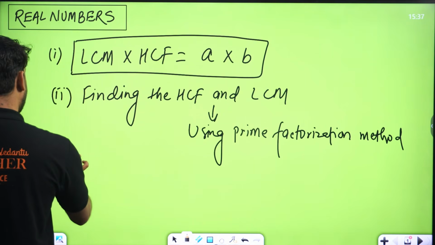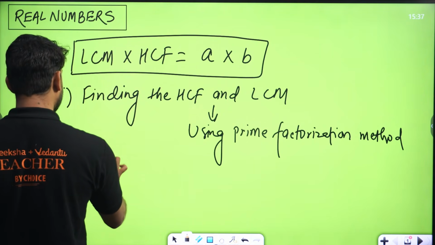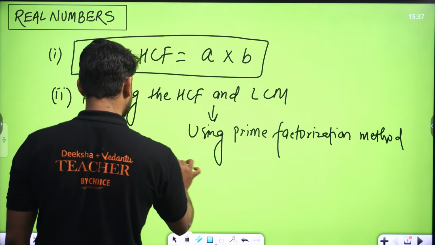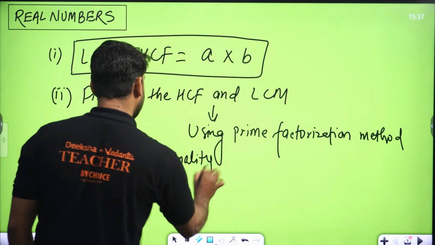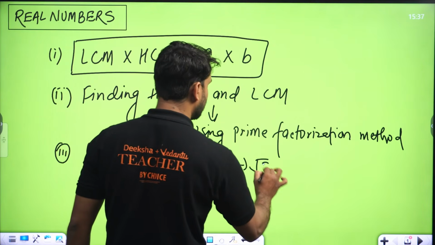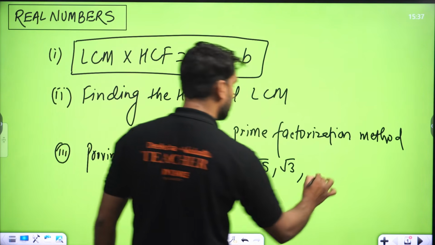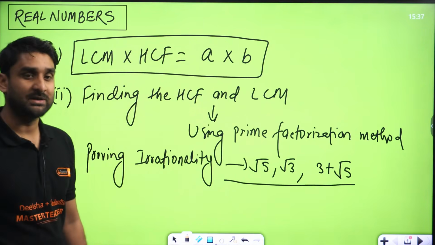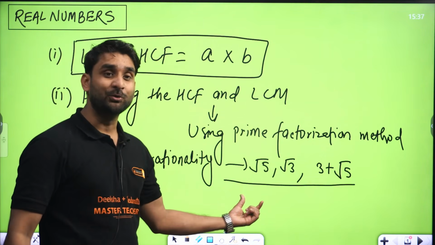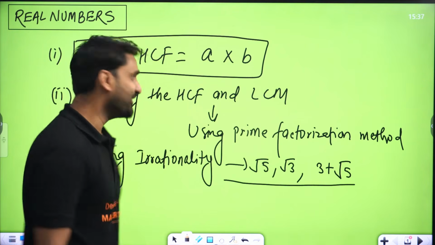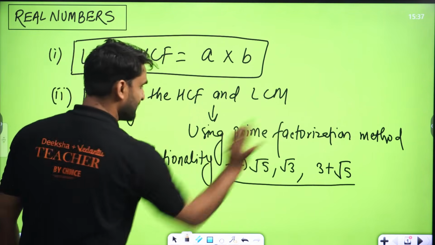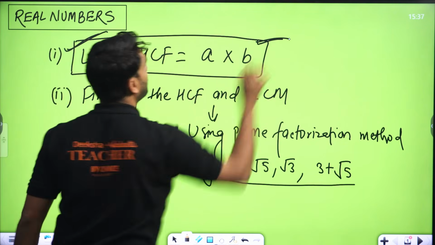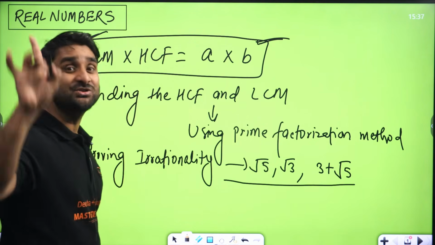And the third very important point is proving irrationality. You must have solved so many questions like: prove that root 5 is an irrational number, root 3 is an irrational number, 3 plus root 5 is an irrational number. Kindly make sure to prepare for such questions in your exam today. So finding HCF and LCM, the prime factorization method, proving irrationality, and this formula: HCF into LCM is equal to the product of the integers themselves.